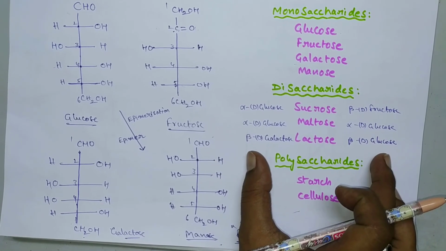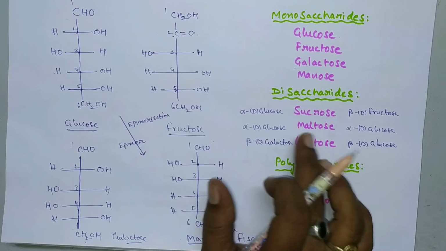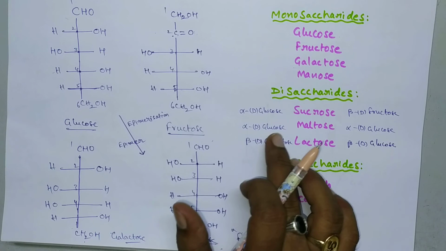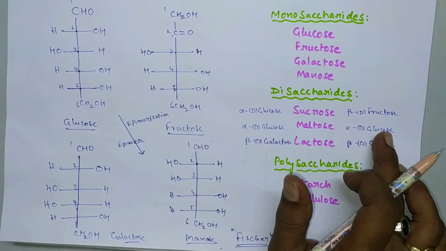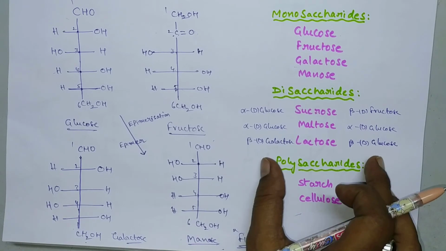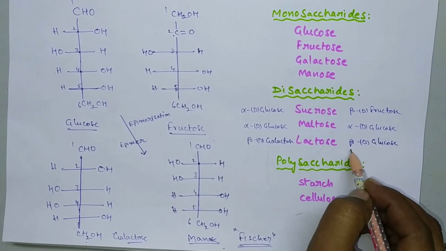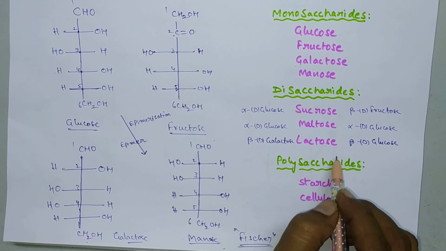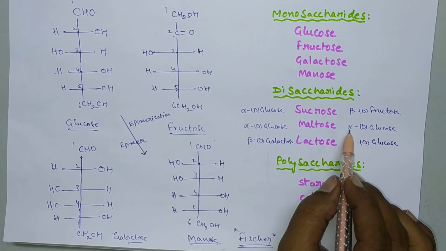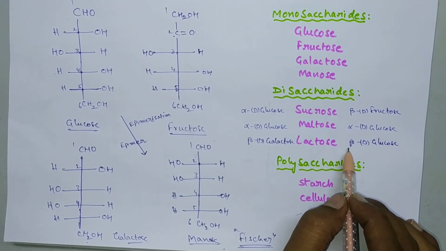Which of the following moieties are present in maltose? He asked like that. So maltose consists of which of the following monomer units? One is alpha D glucose, other one is also alpha D glucose. In case of lactose, there exist two monomer units. Those are beta D galactose and beta D glucose. You have to remember the form also, beta form or alpha form. If the OH is present at the right hand side, that is alpha form. If the OH is present at the left hand side, that is beta form.